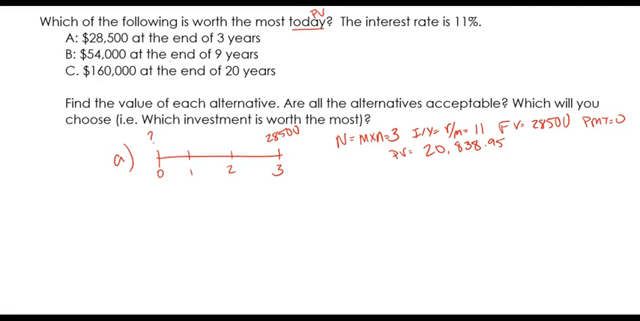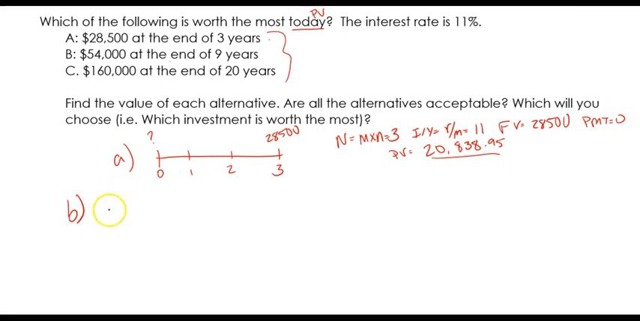Or another way to word that is, if we're deciding which of these alternatives is the best, which one is actually the most money? Because it's not just a straight comparison. You can't compare money received in 3 years to money received in 9 years. So we're trying to make it an apples to apples comparison. So we want to know which one's actually worth the most money. And to do that, we have to bring them all back to the same point in time. So today, that $28,500 is actually worth $20,838.95.